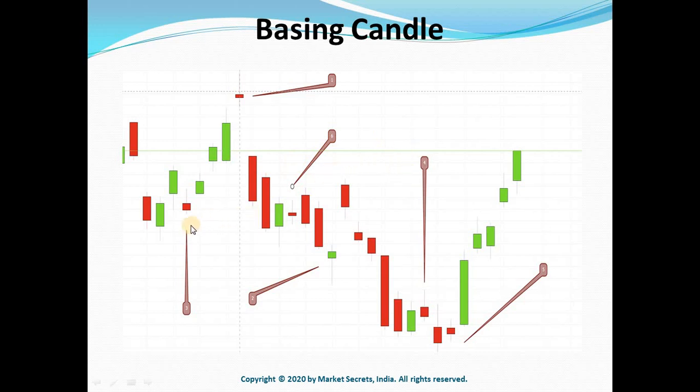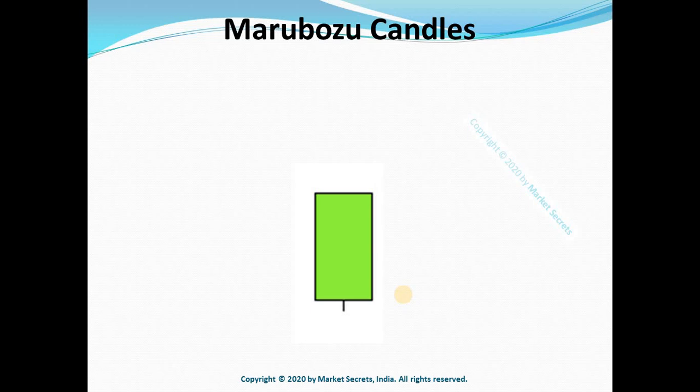So I have opened a chart and marked the basing candles. I marked some 6 basing candles here. Likewise, you open the chart and try to mark the basing candles. Let's move on to the second item, which is Marubozu candles.